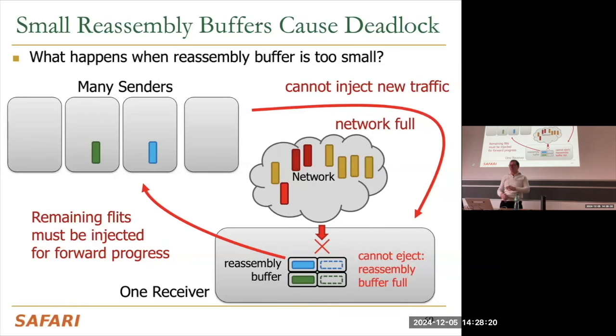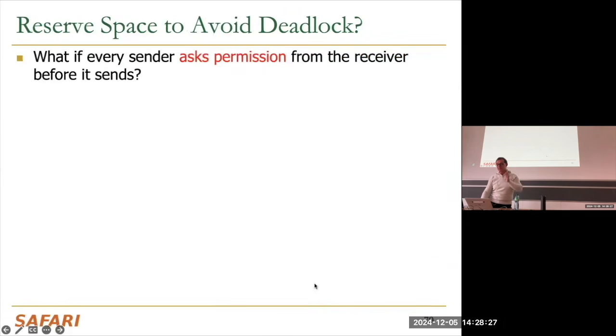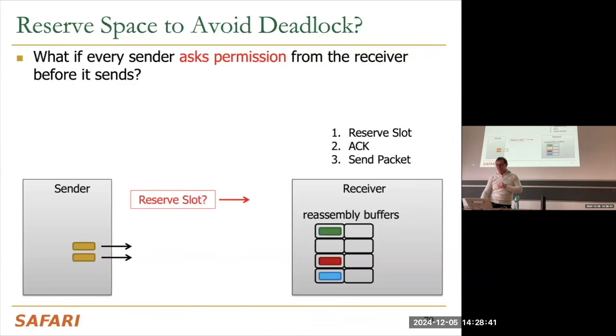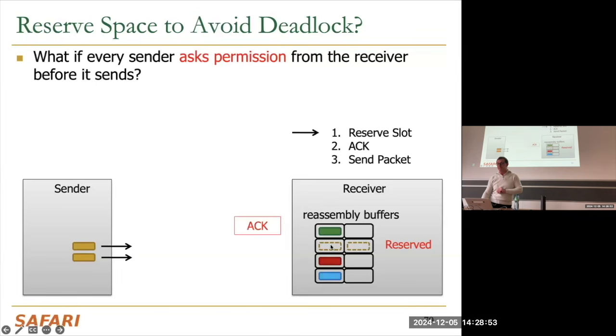Clearly, there can be many solutions to this problem, right? You can drop whatever is in the network. You can communicate that you're really waiting for this. So we're going to talk about one solution. One solution to avoid this sort of deadlock is to have every sender ask for permission. This is a conservative, or very conservative, solution, right? Whenever a sender wants to send a request, it asks permission: do you have a reassembly buffer available for me? So you first reserve your slot. That's basically a control packet. And the receiver says, yes, I have one buffer available for you, so you can send me your flits.